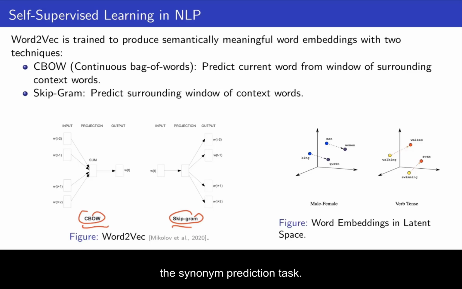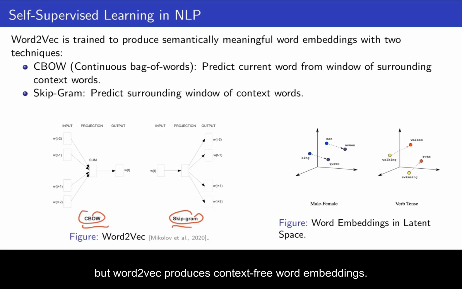Consequently, CBOW and skipgram can be seen as self-supervised pre-training methods, while the final task is actually the synonym prediction task. As you see here on the right, the network now learns that the man and the woman, or the king and the queen, are equally related. So the network puts the word king closer to the man than woman, as it understands the semantics of words from being continuously trained in a self-supervised manner. Similarly, the network also recognizes the similarity of verb tenses that we see on the right.